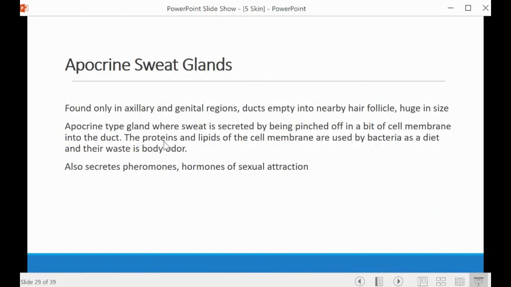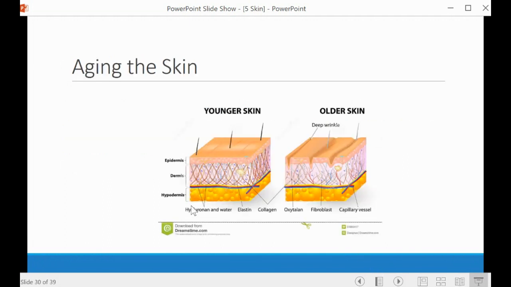Apocrine sweat glands are just found in the axillary, so that's the armpit, and the genital regions, that's the groin region. The ducts are going to empty into that hair follicle. They're very big in size. Okay. Apocrine, again, is where that apical surface is going to be pinched off, just a bit of that cell membrane, into the duct. The proteins and the lipids of the cell membrane are used by bacteria as a diet, and their waste becomes body odor. Ooh. That's why we start to get body odor. It also secretes pheromones, which are the hormones of sexual attraction.